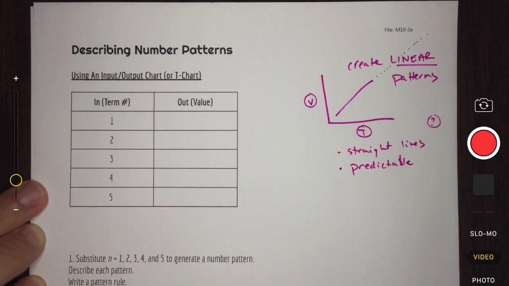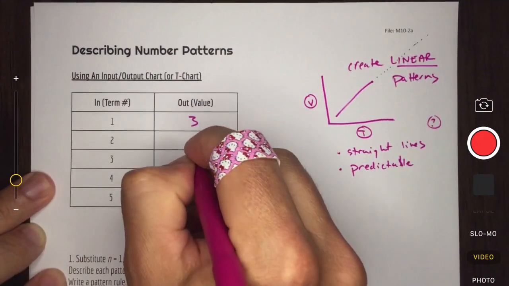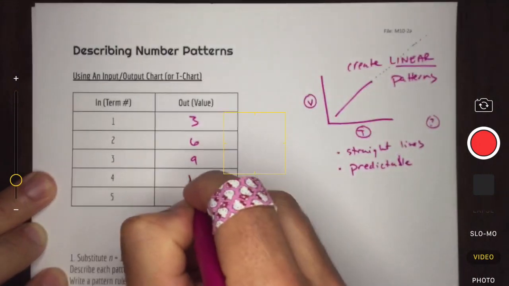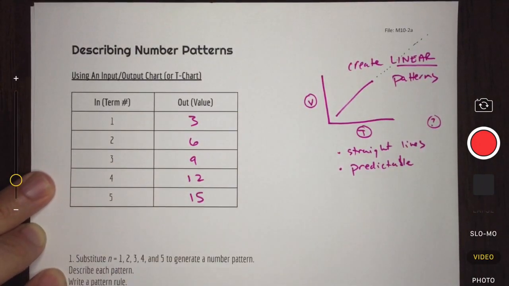Now, let's use a quick example that we may have seen before on how we can describe our number patterns. Let's say for our term numbers we've got 1 through 5, which is just the numerical number of the term, and our output values were 3, 6, 9, 12, and 15. Again, we can see that each of these is increasing by the same amount.